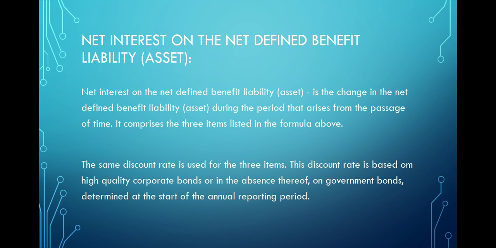Net interest on the net defined benefit liability asset. Net interest on the net defined benefit liability asset is the change in the net defined benefit liability asset during the period that arises from the passage of time. It comprises the three items listed in the formula above. The same discount rate is used for the three items. This discount rate is based on high-quality corporate bonds, or in the absence thereof, on government bonds determined at the start of the annual reporting period.